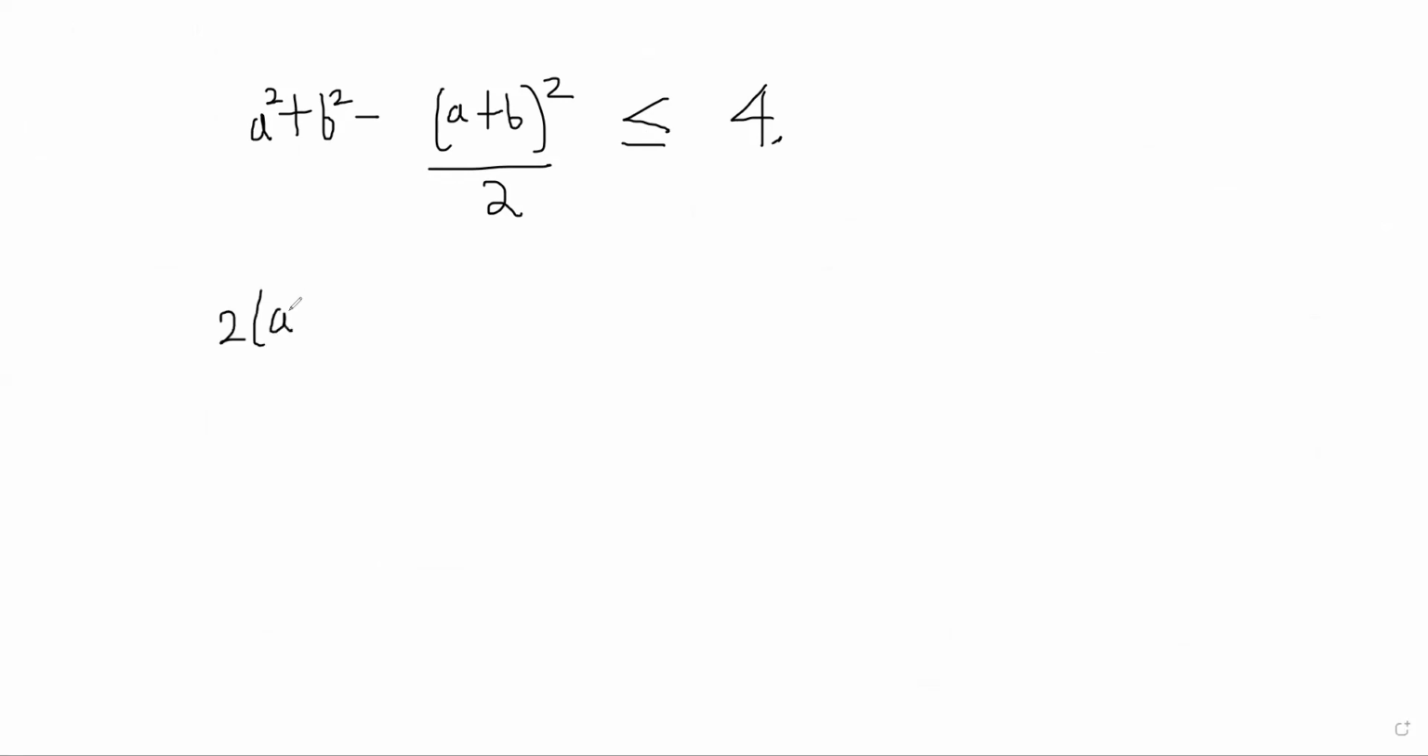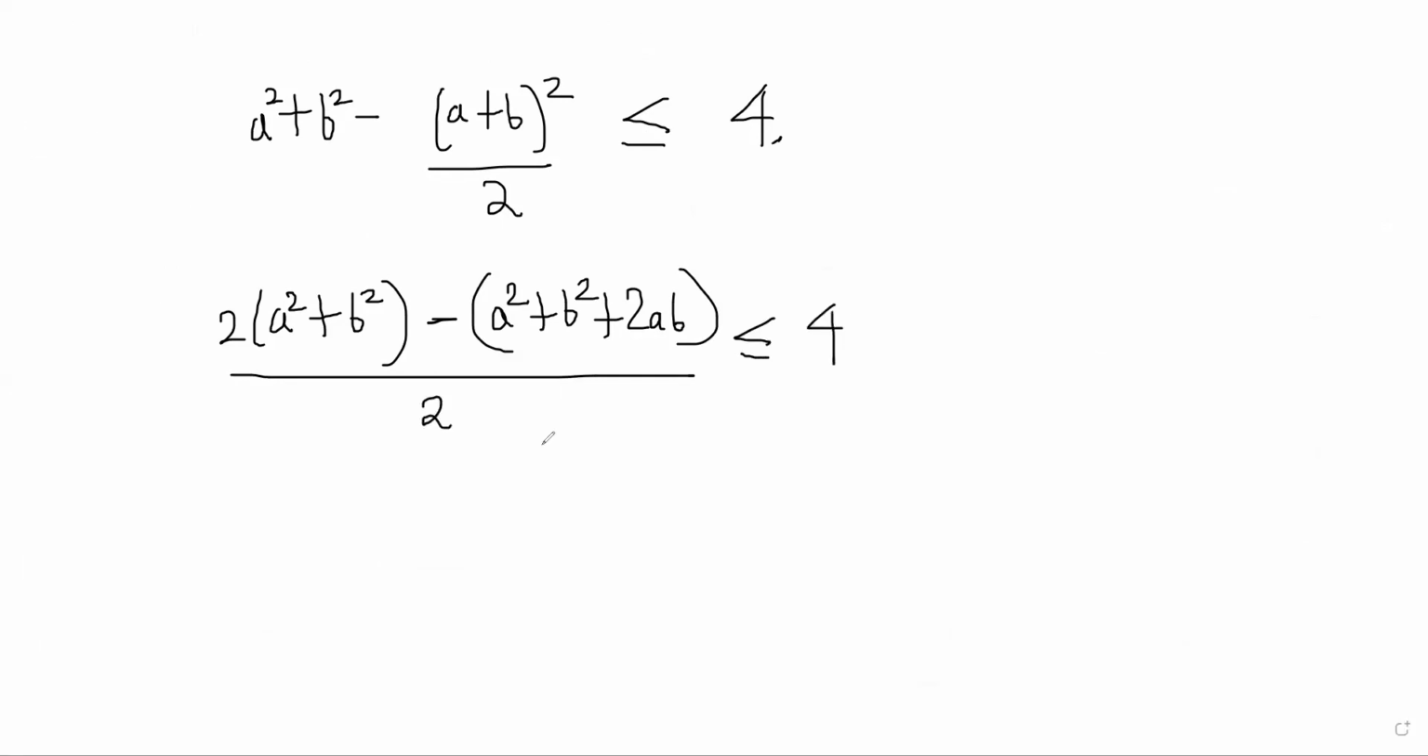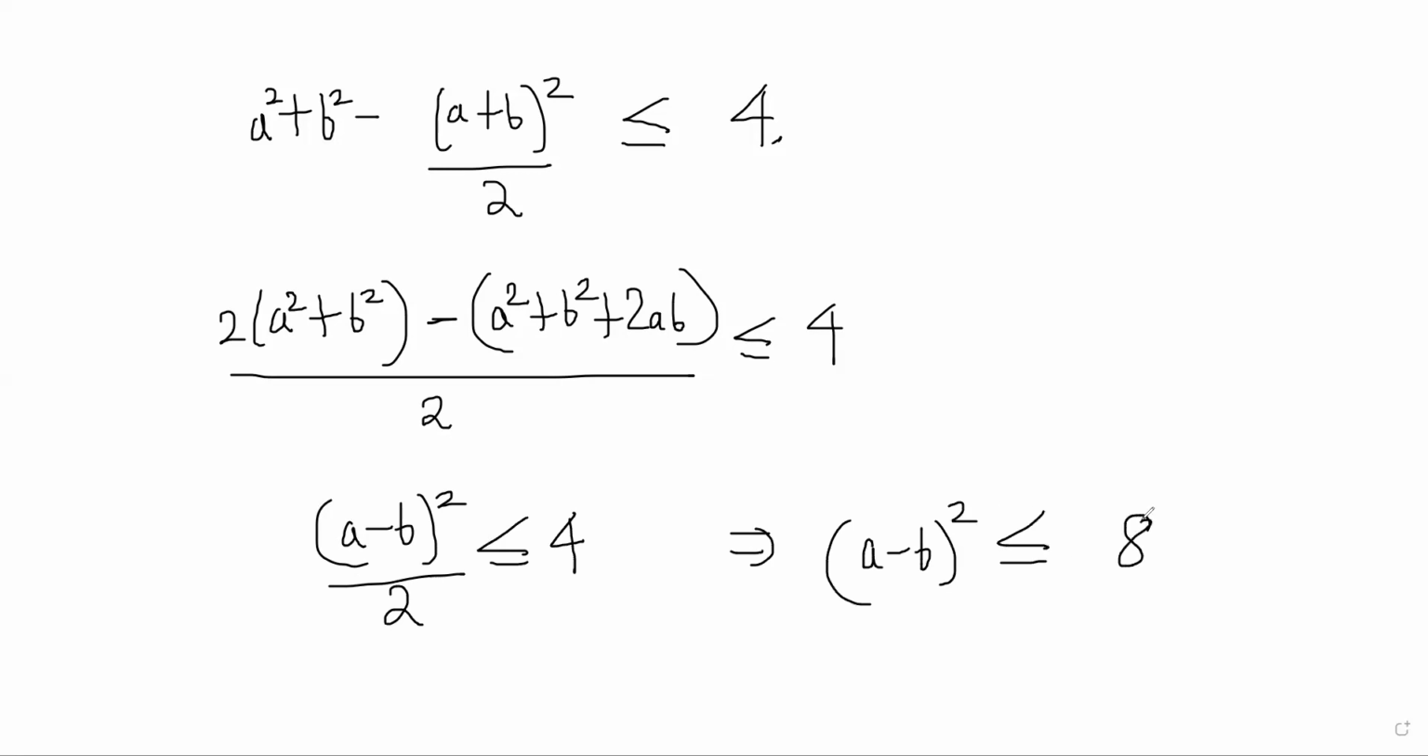So you'll get twice of (a square plus b square) minus (a square plus b square plus 2ab) by 2 is less than or equal to 4. And this simply becomes (a minus b) whole square. If you simplify this, this will become (a minus b) whole square by 2 is less than or equal to 4, which implies (a minus b) whole square is less than or equal to 8, which implies that mod of a minus b is less than or equal to 2 root 2, right? Mod of a minus b is less than or equal to 2 root 2 is what we need to prove.